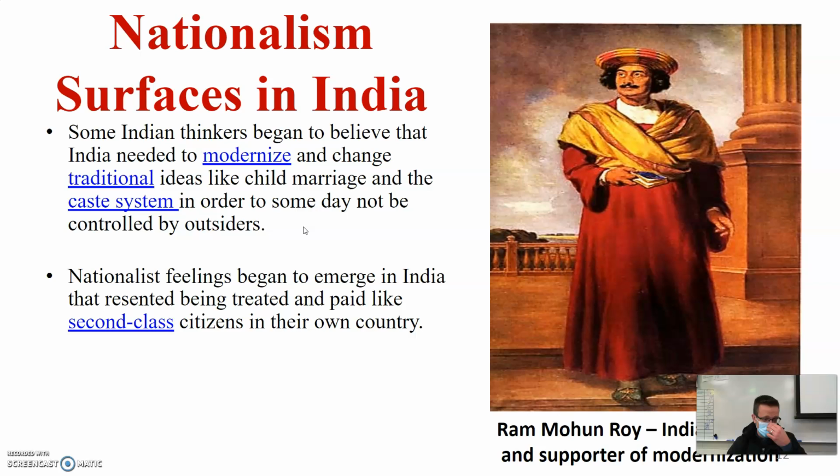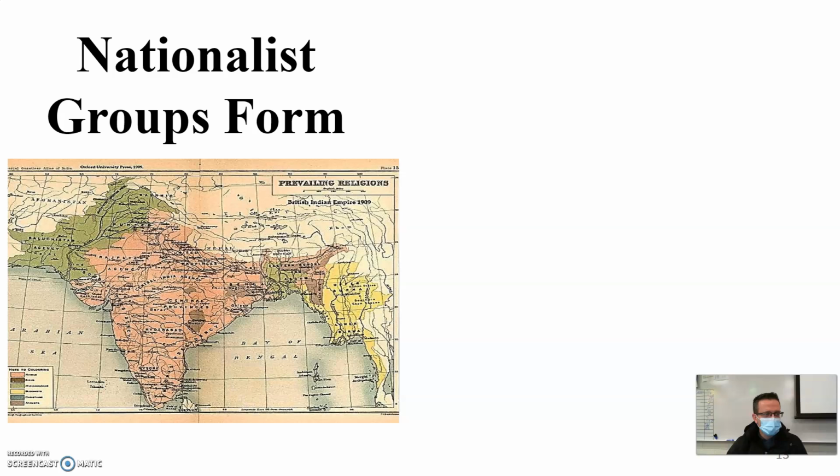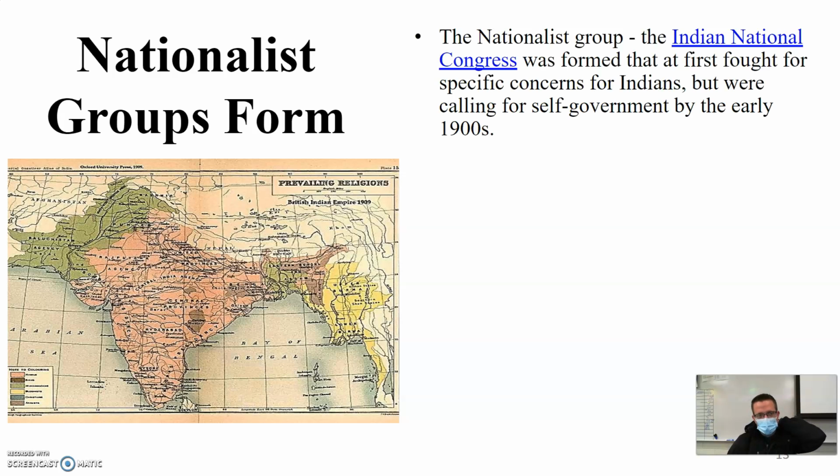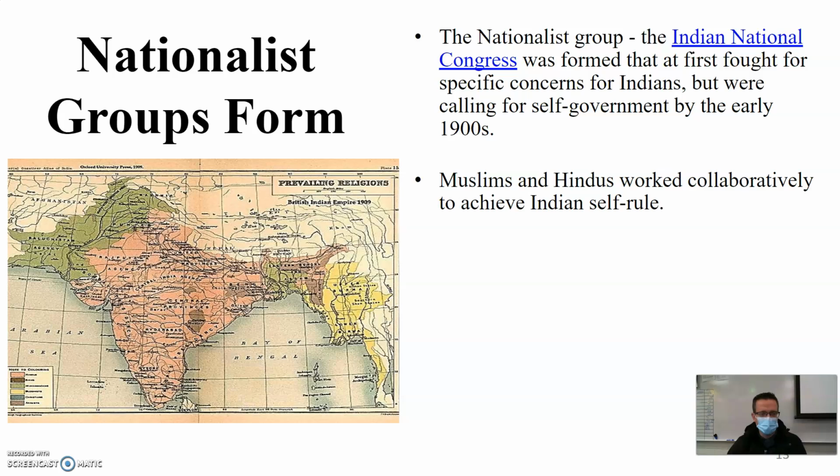So nationalist feelings began to emerge in India that resented how they were treated like second-class citizens in their own country. And again, that's famine, that's working conditions, not being able to trade or produce the goods they wanted. And so a nationalist group formed. It was the Indian National Congress, and it first fought for specific concerns for India, but was calling for self-government by the early 1900s.